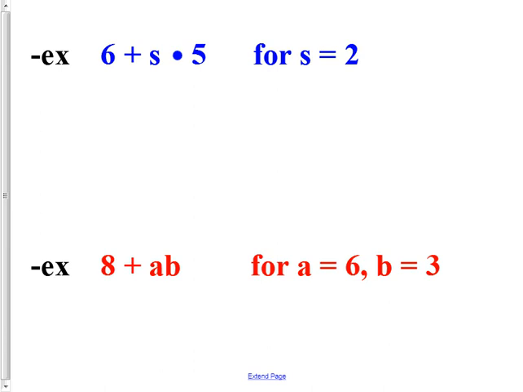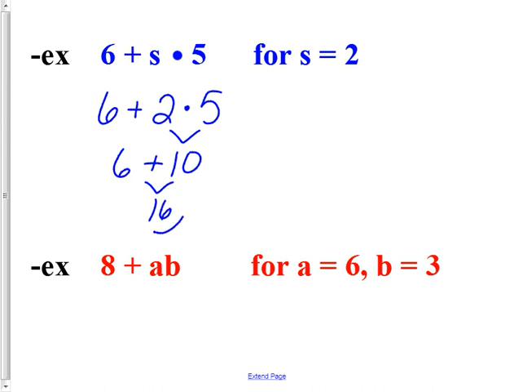Okay, so for the first one, 6 plus s times 5, we're going to end up with 6 plus 2 times 5. Now, remember, we still have to use order of operations. Sometimes kids will say, I didn't know I had to do that, we're not studying that. Well, order of operations doesn't live in a bubble. We don't just do it during a time that we're studying it. Order of operations always exists, and it always must be followed. So we have to do the 2 times 5 first, which is 10, and 10 plus 6 is 16.